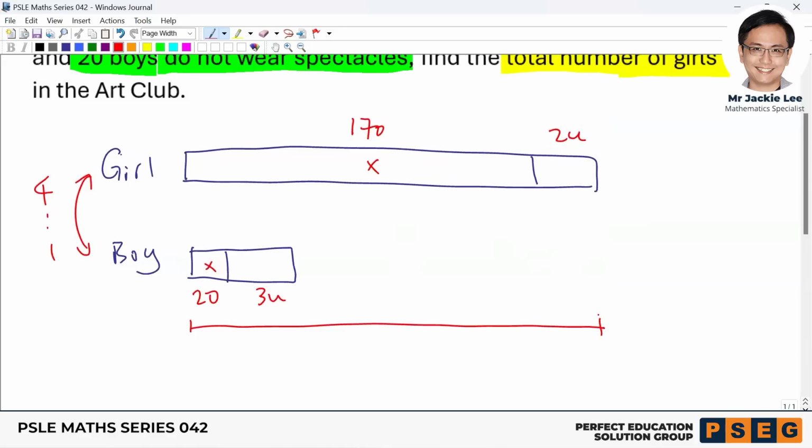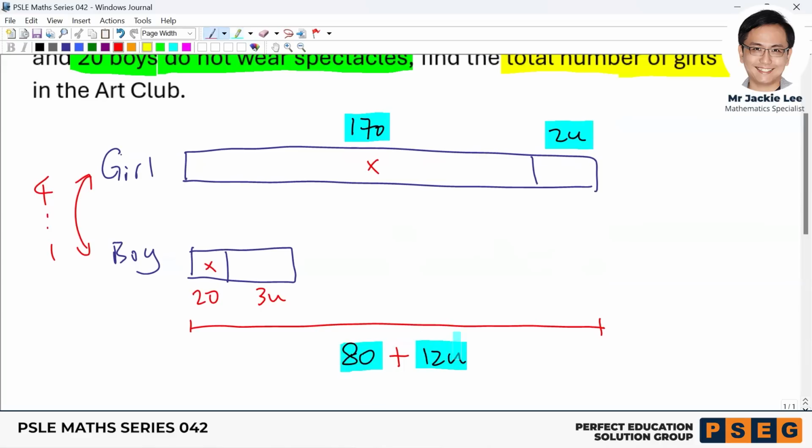Then when you transfer to the girls' side, I think we have to times 4, right? So therefore, this 20 times 4 will be 80. Then meanwhile, for 3u times 4 is 12u, right? All right. So therefore, now these two added together should be the same as these two added together, right? Like this. All right.